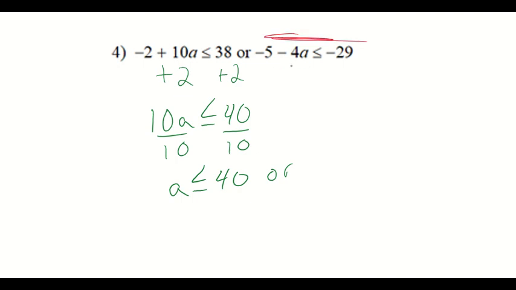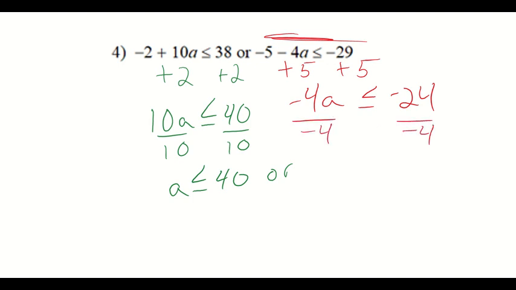So what we have to do here is add 5 to both sides. So we have negative 4a is less than or equal to negative 24. Now, this is something that provides an opportunity where common mistakes are made. When we divide both sides by negative 4, everything with our constants will change just like you think it would. So negative 24 divided by negative 4 is 6.